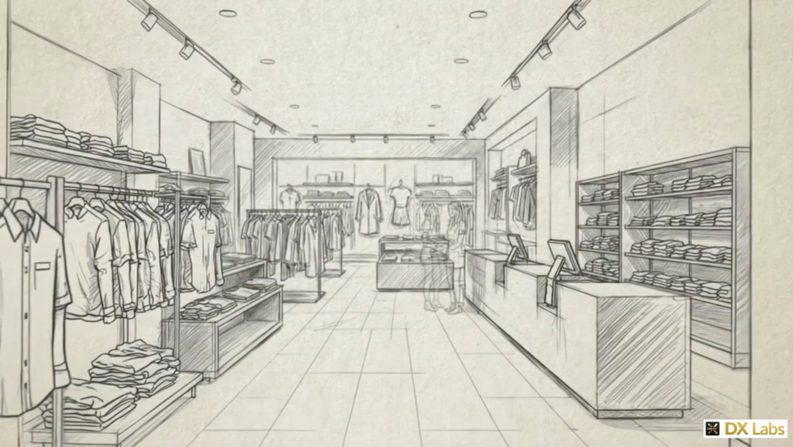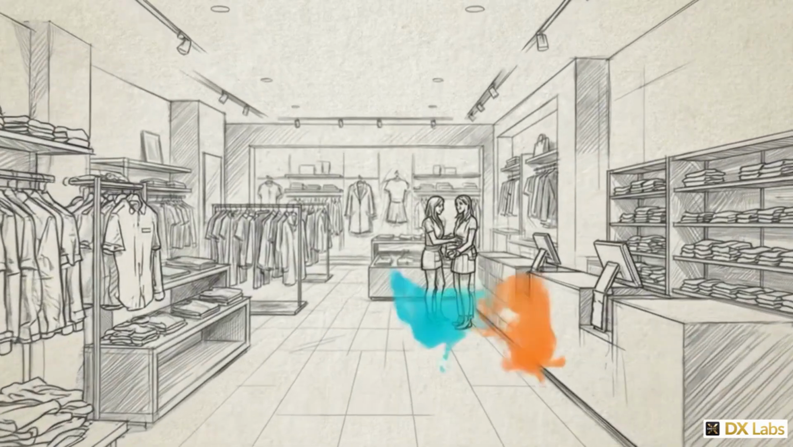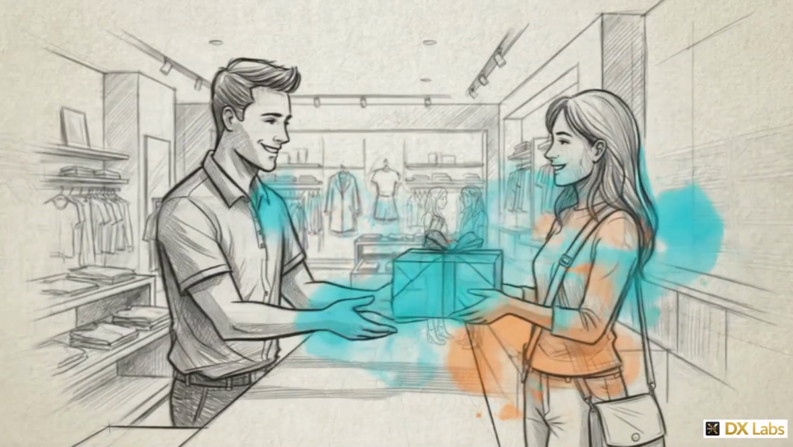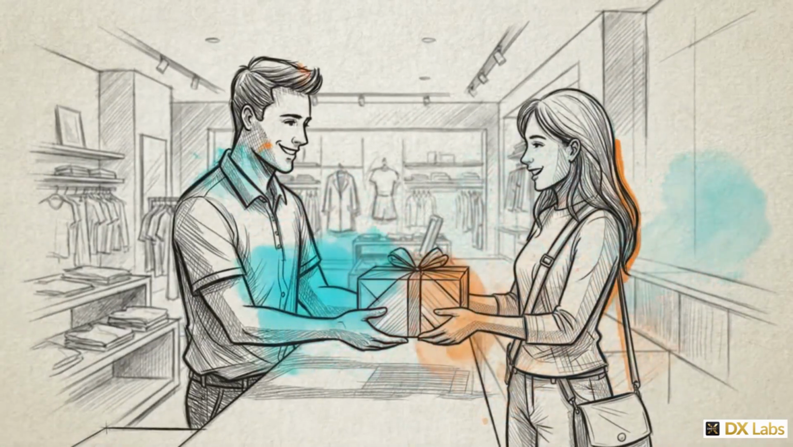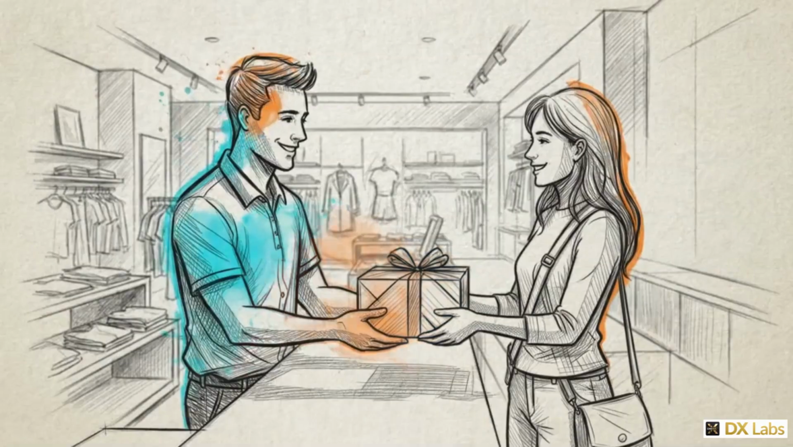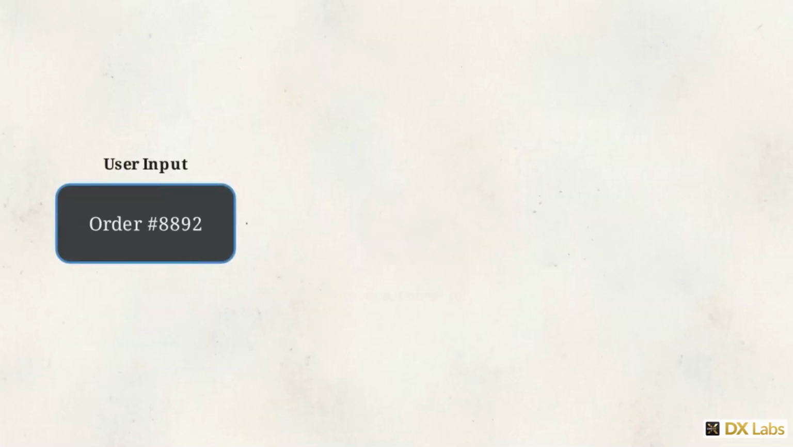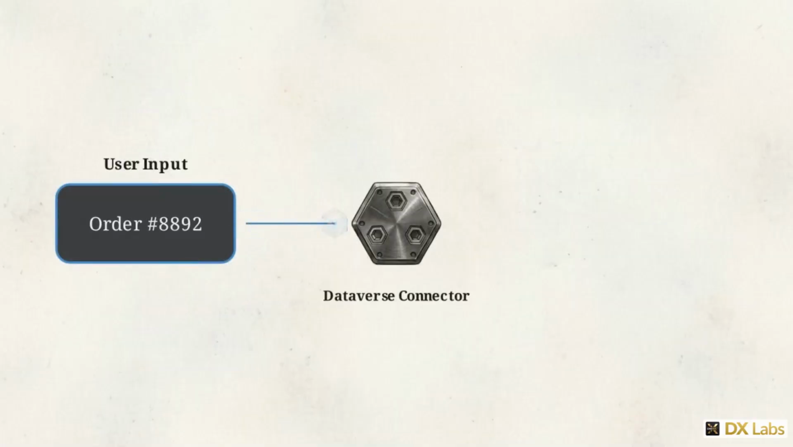Consider A Datum Corporation, a retail company. Their baseline requirement is simple. They need their customer service agent to fetch live order statuses for their customers. This animated diagram illustrates our first approach, using connector tools.